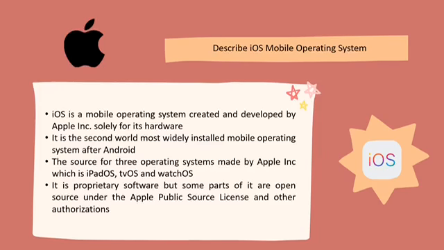Second is to describe iOS mobile operating system. iOS is a mobile operating system created and developed by Apple Inc. solely for its hardware. It is the second most widely installed mobile operating system in the world after Android. It is the source for three operating systems made by Apple Inc., which are iPadOS, tvOS, and watchOS. It is proprietary software, but some parts of it are open source under the Apple Public Source License and other licenses.